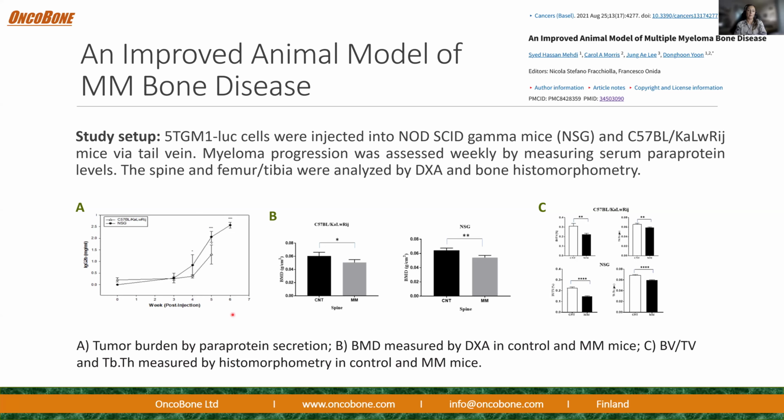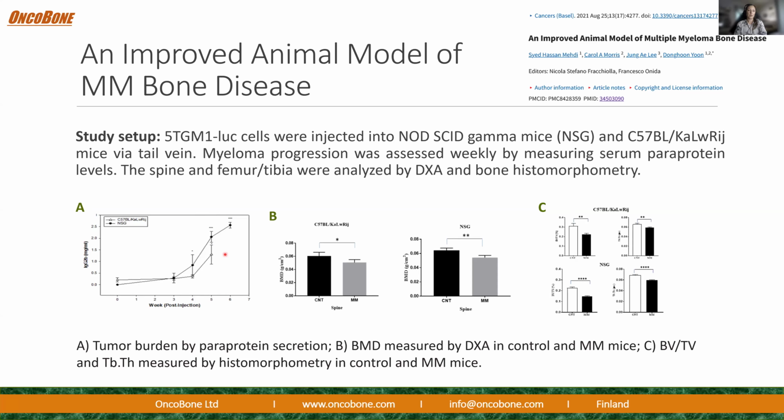This is basically the same readout as in humans, where we measure the M protein that I mentioned earlier. From graph A, you can see that when you inject these cancer cells into the immunodeficient NSG mice, you can get a higher tumor burden, and you can also monitor the animal for longer than if you inject the cells into the Galvich immune competent mice.